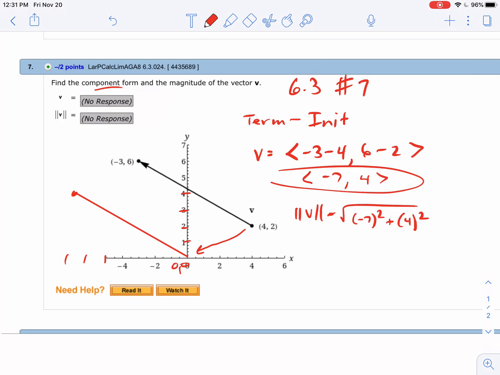And then if you need your calculator, is the square root of 65 nice? If the square root of 65 is not nice, which is, square root of 64 is nice, the square root of 65 would be a decimal. Just type in square root 65. Don't use the decimal.